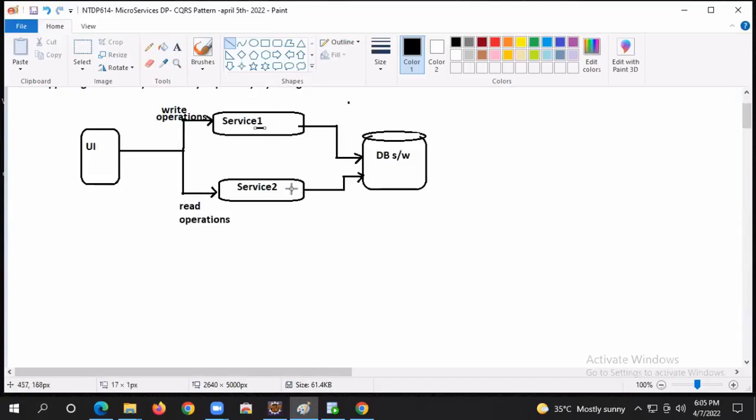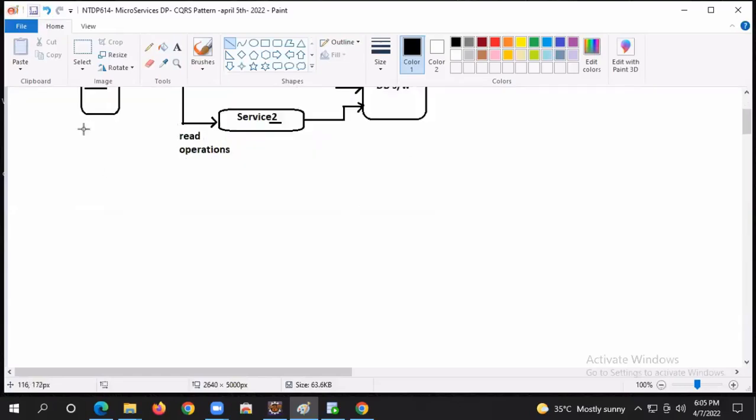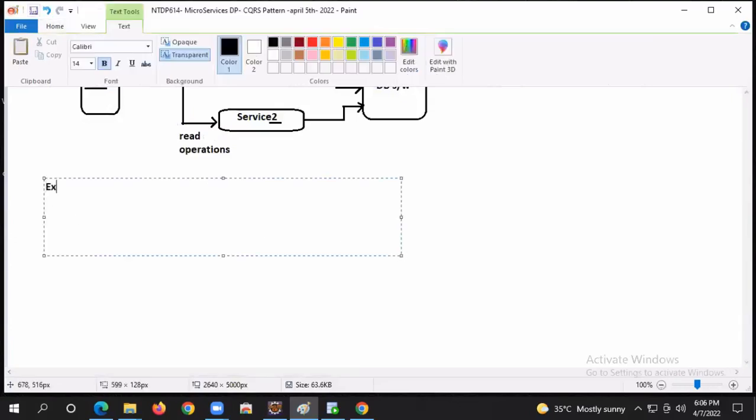This is my service 1. This is my service 2. This is my UI. UI means user interface, my dear. Let's take one example scenario, guys.